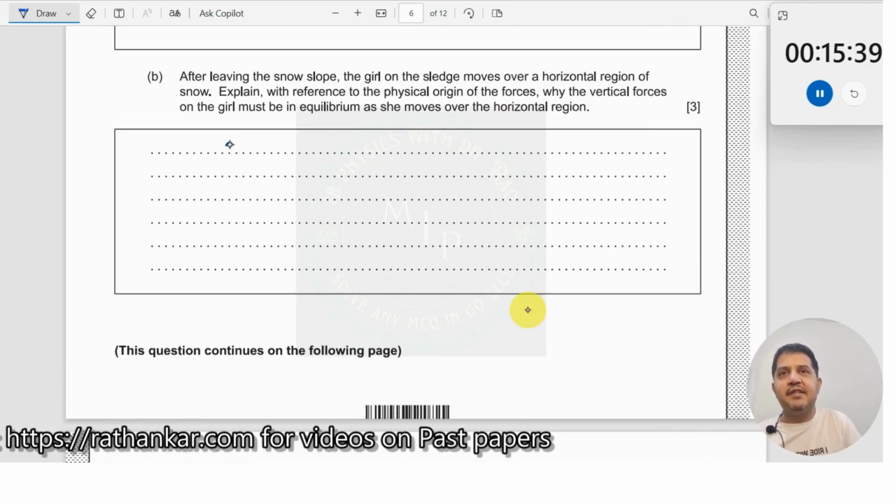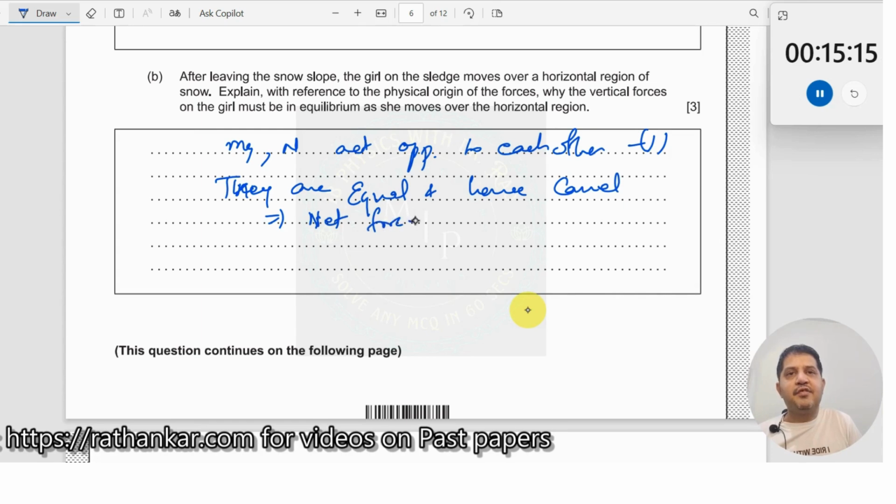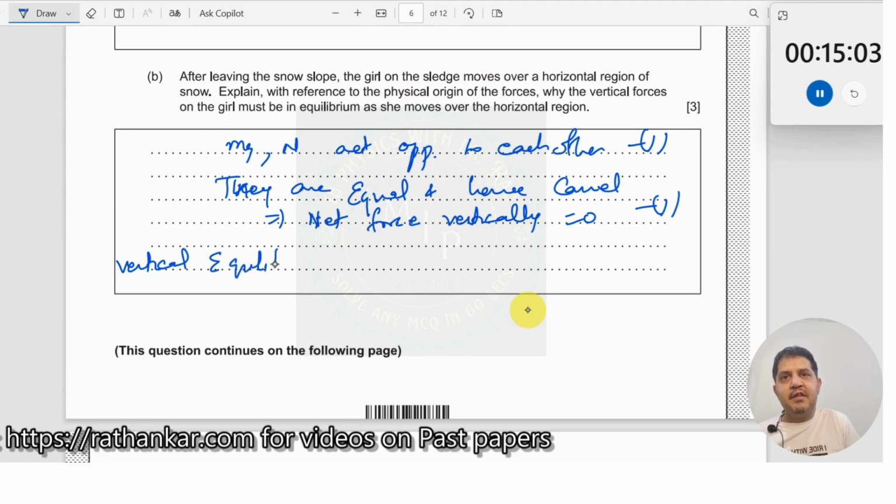The first one is mg and N act opposite to each other. Opposite to each other, 1 mark. They are equal and hence cancel. This implies net force vertically is equal to 0. 1 more mark. And finally, vertical equilibrium is achieved. Okay, that's what you can say. So this is your 3rd mark.